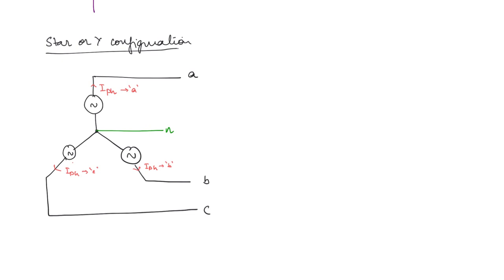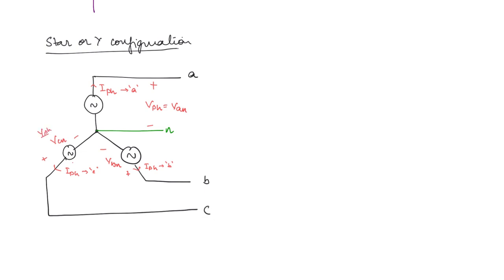Okay. Then what about the phase voltage? The phase voltage will be across this phase. That means what? Across A and N. So this is going to be the phase voltage and we can express this as VAN. Similarly, the voltage across this phase is going to be VBN. And what about C phase? This is going to be the voltage VCN. So these are all the phase values.